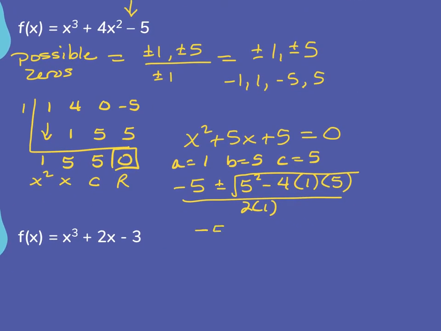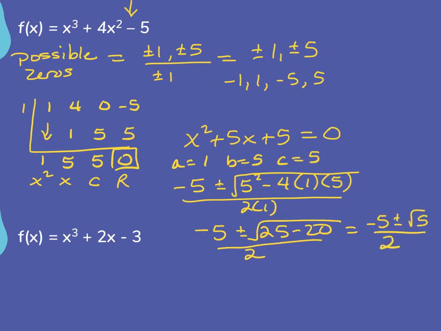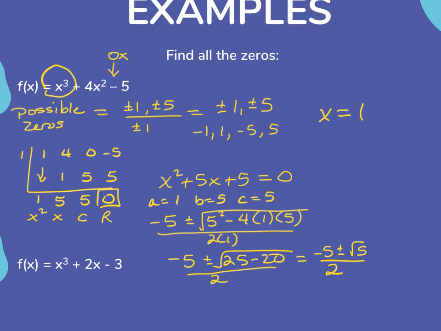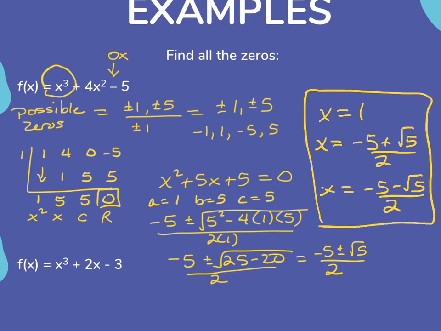This is going to give me negative 5 plus or minus the square root of 25 minus 20, divided by 2. Negative 5 plus or minus the square root of 5, over 2. These are my other two solutions. Remember, this was an x cubed, so I'm looking for 3 answers. My 3 solutions are the positive 1 that I divided by at the beginning, and then my next solution is negative 5 plus root 5 over 2, and negative 5 minus root 5 over 2. These are my 3 zeros.